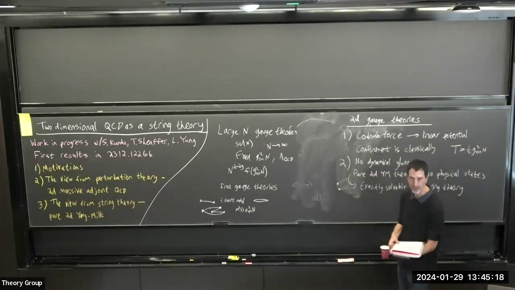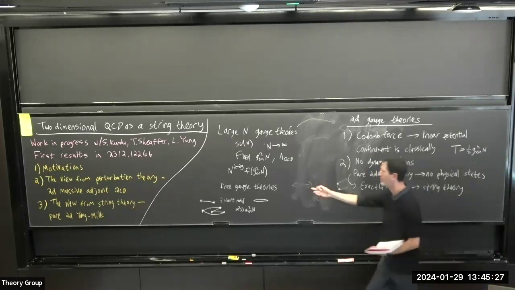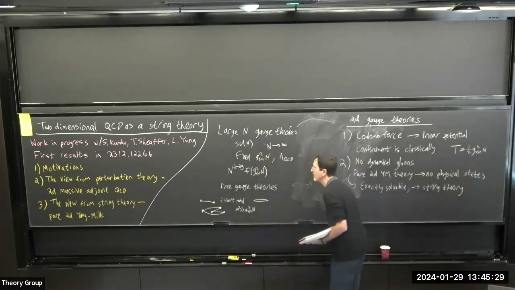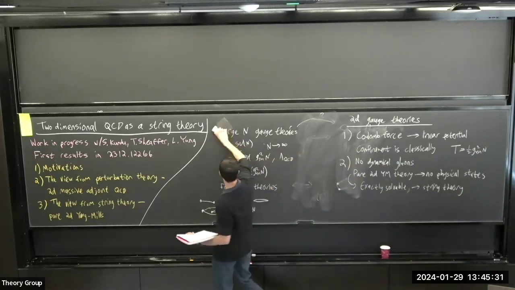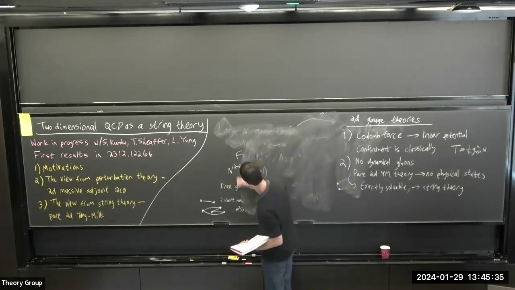Any additional questions? Okay, so let's start with the second part, where we'll use perturbation theory to analyze two-dimensional massive adjoint QCD.